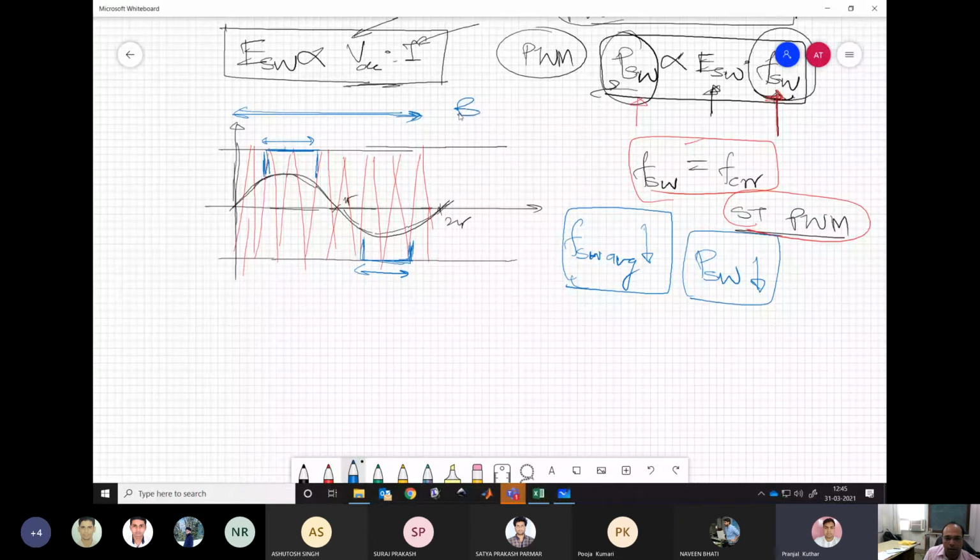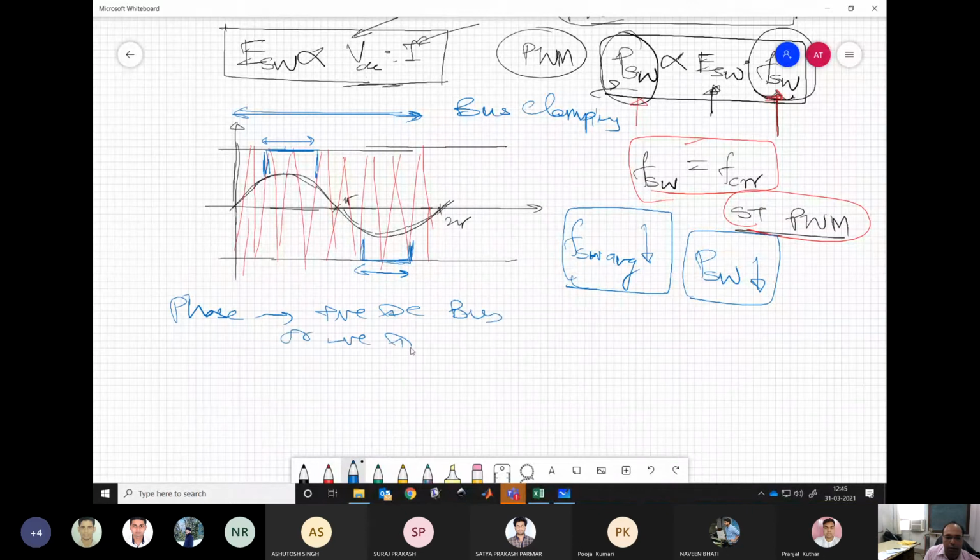Yes, sir. Now this is called bus clamping because any phase is getting clamped to either the positive DC bus or the negative DC bus. That is why it is called bus clamping. Now this we are not doing by increasing our modulating signal beyond the linear range. This we are not doing like that. What we are doing, we are again adding some common mode.